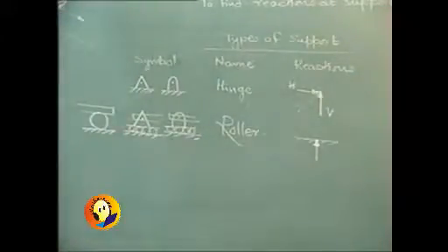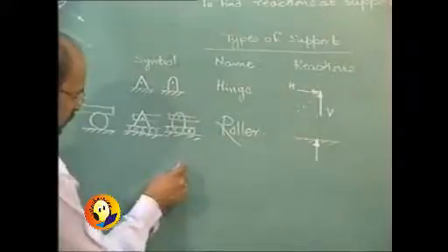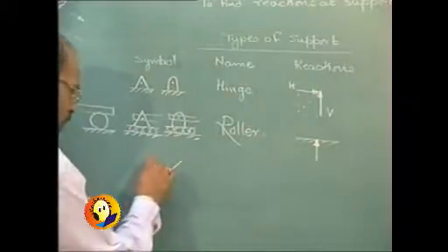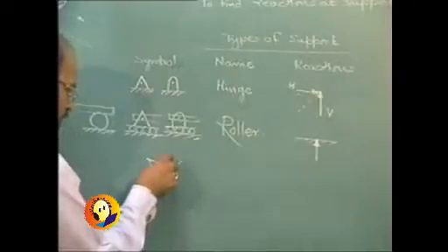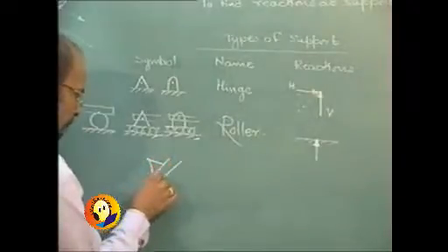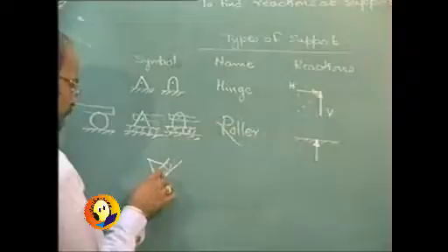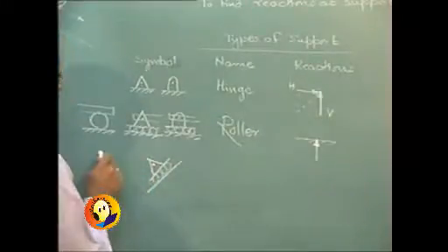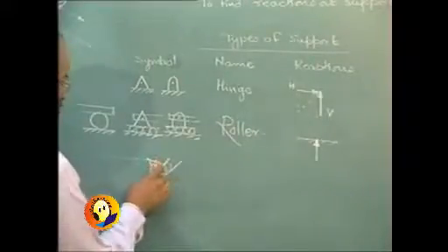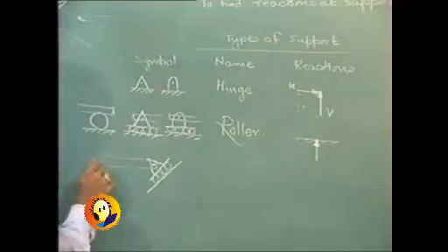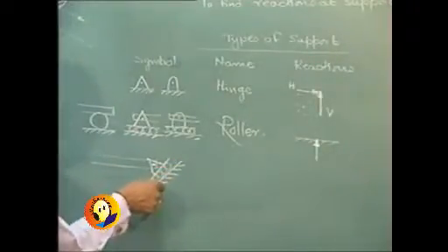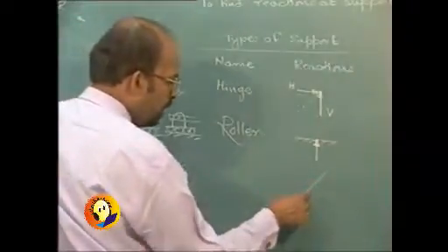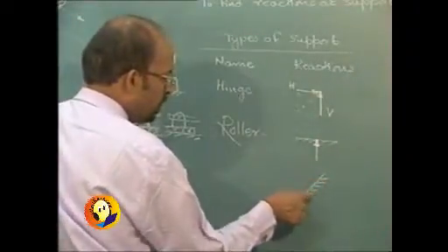I am not saying horizontal or vertical, because if the roller is placed, say, on the inclined plane, if the roller is placed on the inclined plane supporting some beam, then the reaction that will be produced will be perpendicular to the surface on which the rollers are resting.